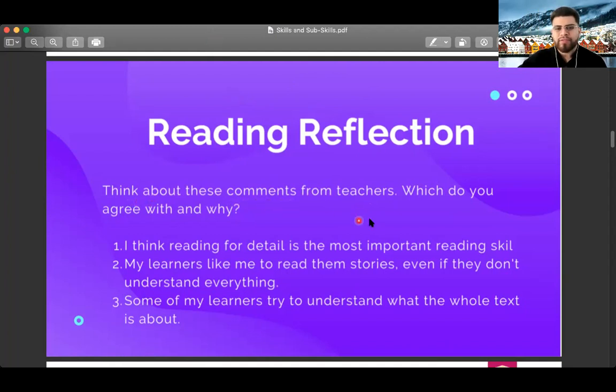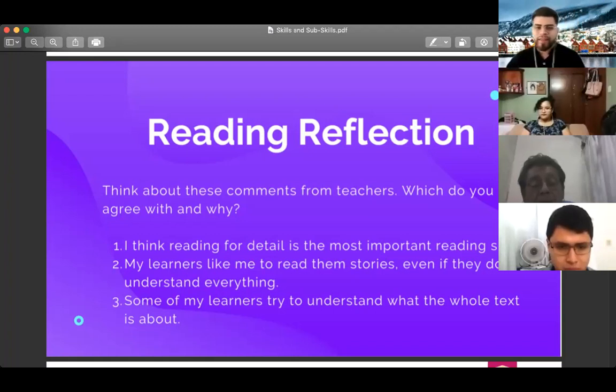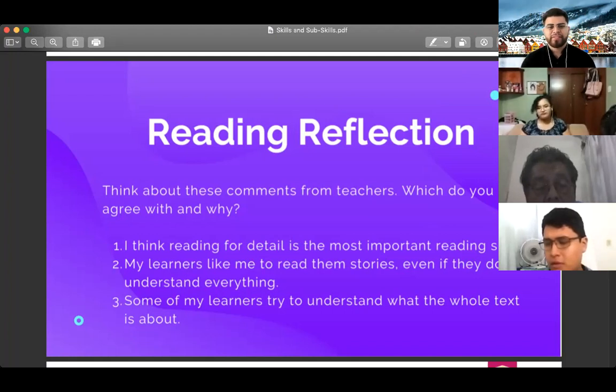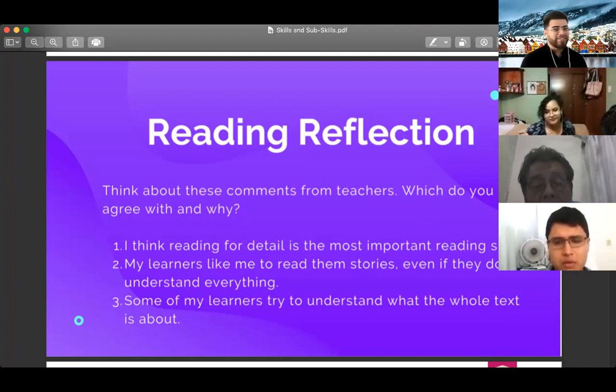Think about these comments from teachers. Which do you agree with and why? Number one, I think reading for detail is the most important reading skill. What do you think, guys? Do you think it's the most important reading skill? There should be another L there, sorry. Remember, there's no wrong answer.